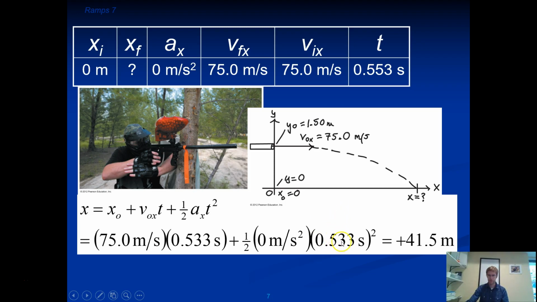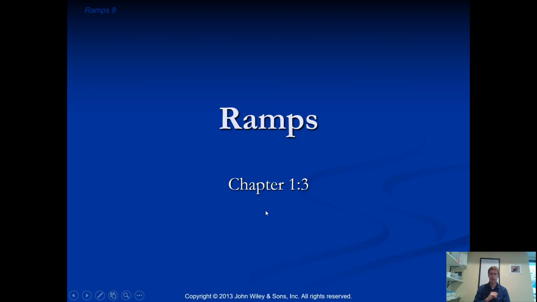Huh, I just noticed I have a typo. This should be 0.553, not 0.533. But 0.553 times 75 does give you 41.5 meters. So that is a box-worthy answer, but this is a typo. That should be a 5. Sorry about that. Cool. So that just wraps up the end of our motion.